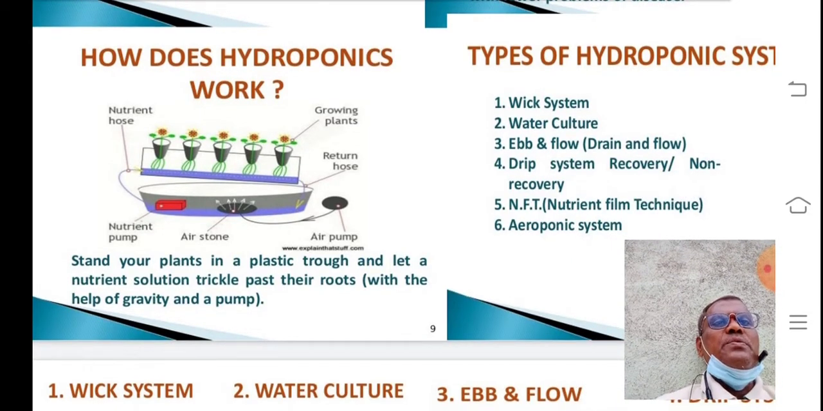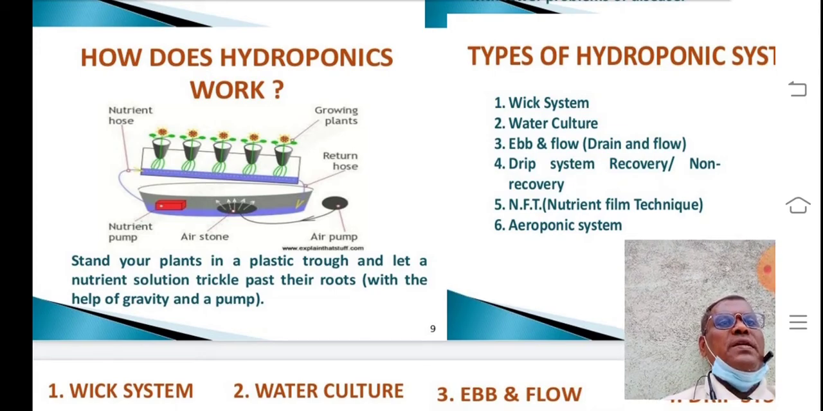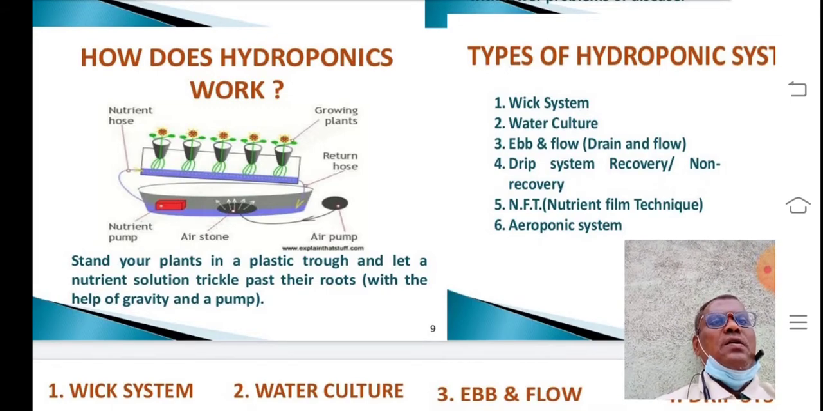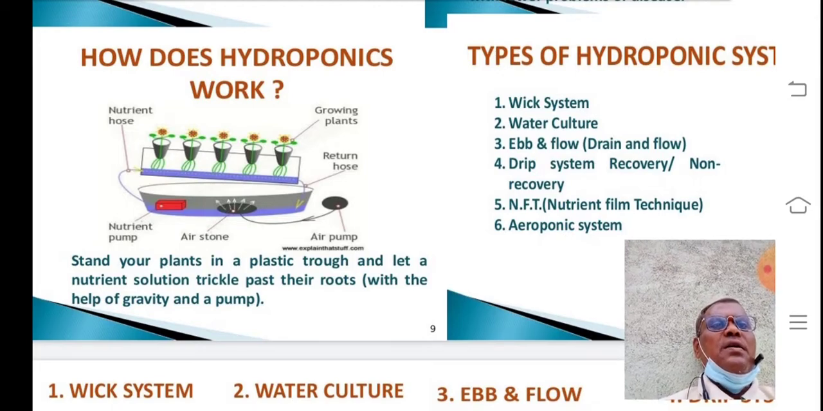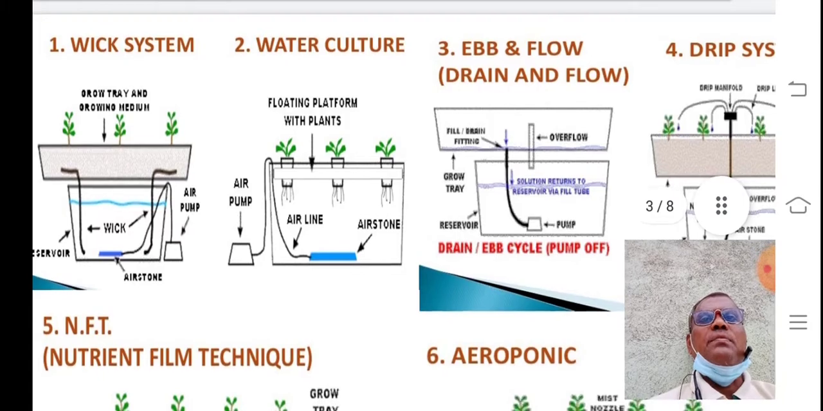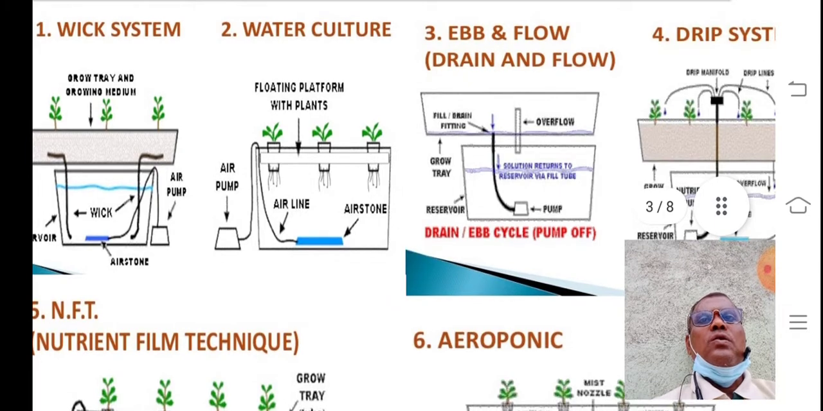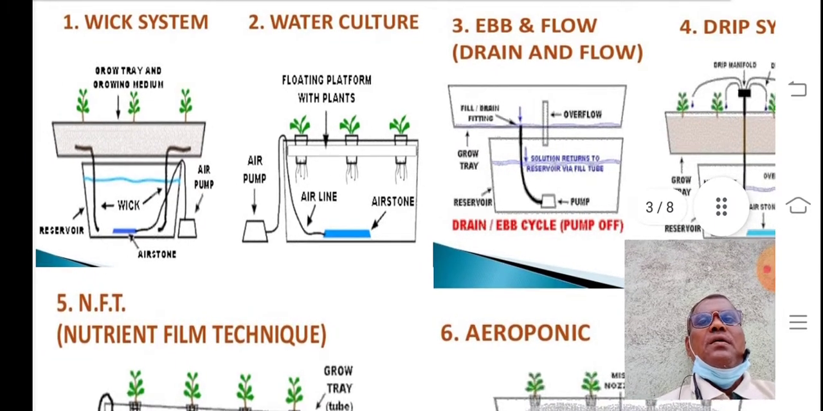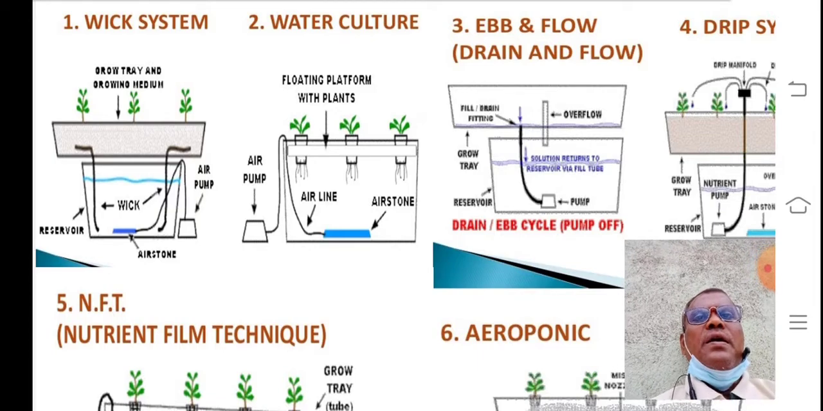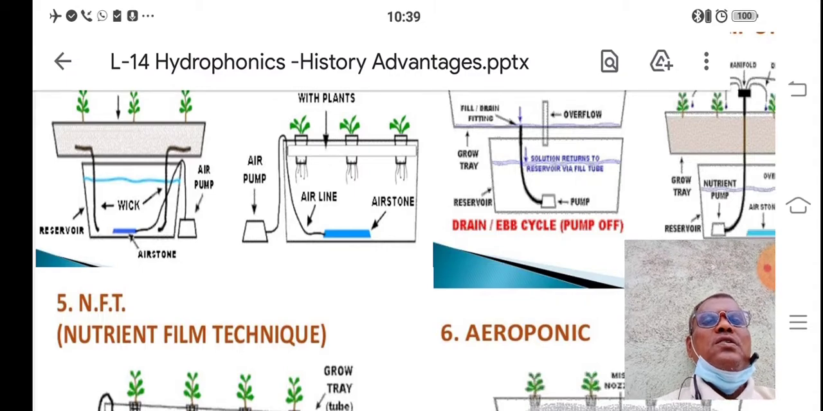These are the main 6 types: the wick system, water culture, ebb and flow, that is flood and drain, then the drip system, recovery and non-recovery, then NFT, the nutrient film technique, and the aeroponic system. So what is the meaning of the wick system? You see the diagram. Here the plants are grown in a tray, but a specific arrangement is required. The air pump is on the lower side, the medium is loose, and the water reservoir is there.